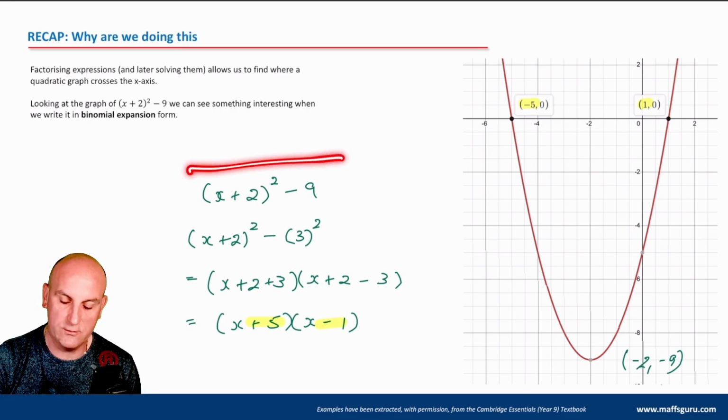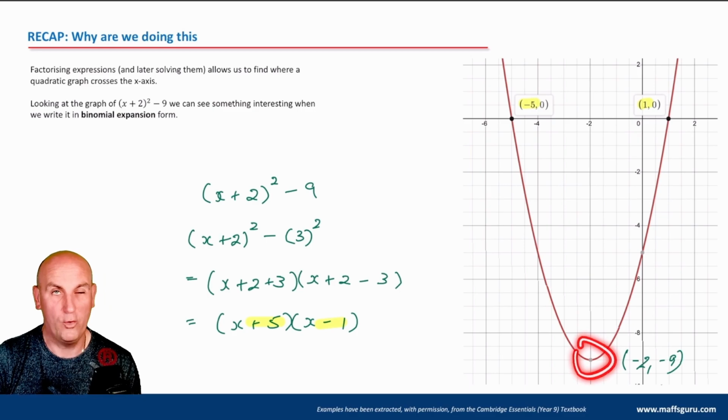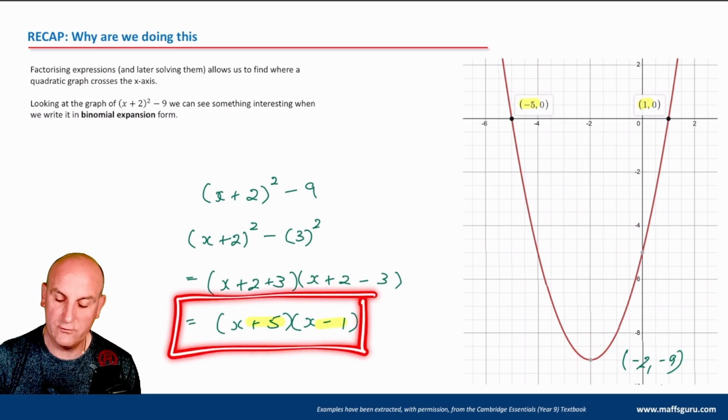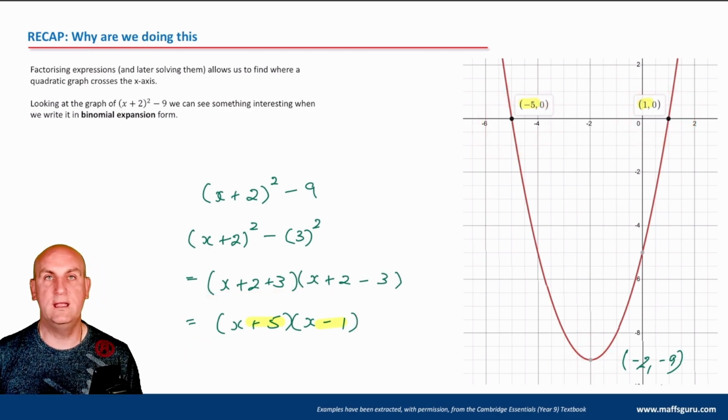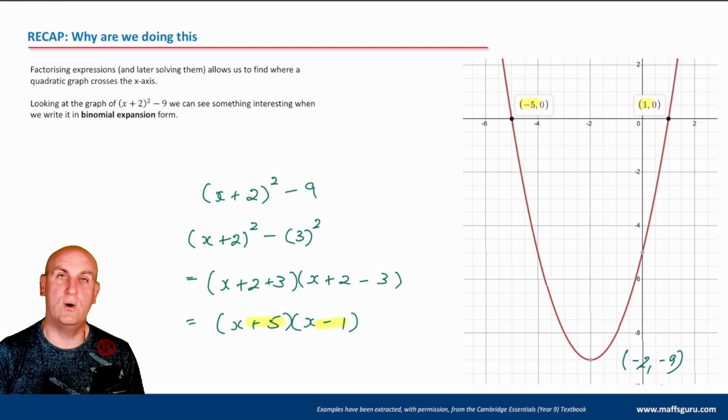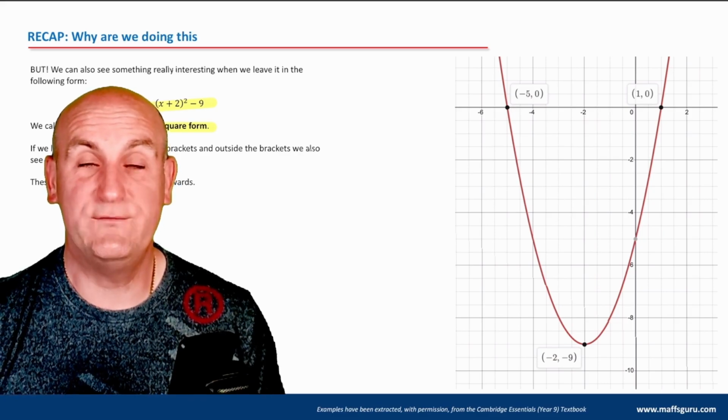So having it in this format gives us the minimum or maximum. Having it in this format helps us find my crossing points, my axes. And that's really why we factorize, to help us draw graphs. And believe it or not, that's where I'm going to leave this video.